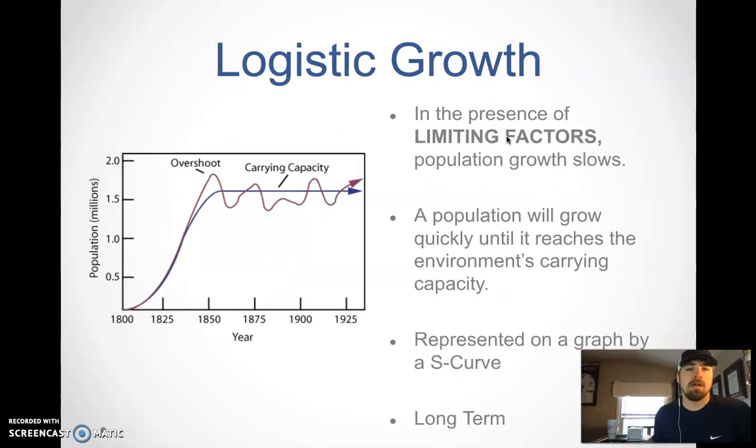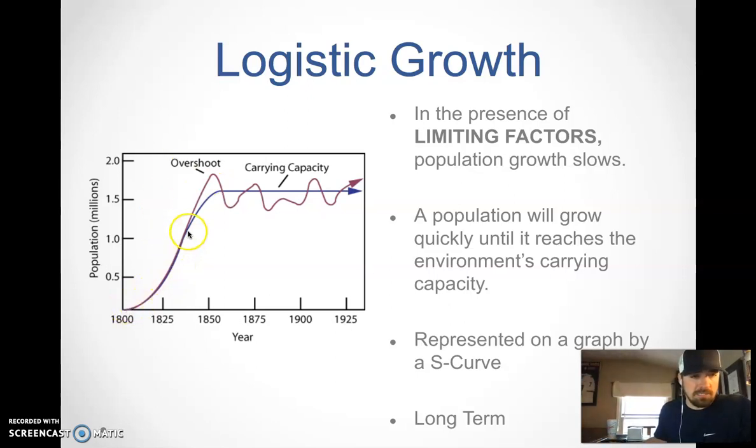The next type of graph you're going to see is what we call a logistic growth graph. This is in the presence of limiting factors, where population growth slows. So back to our limiting factor terms. A population will grow quickly until it reaches the environment's carrying capacity. We're going to explain that in just a second. But look at this graph.